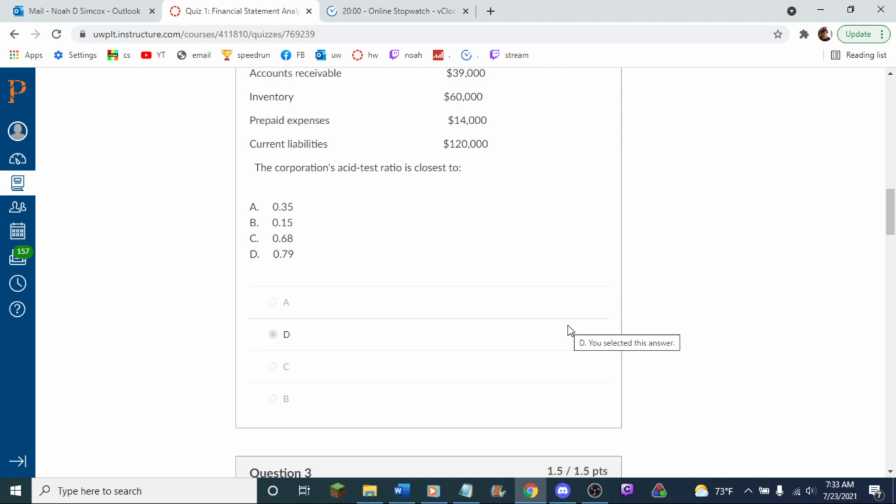Days sales in inventory is ending inventory divided by cost of goods sold, divided by 365. And then the inventory turnover is cost of goods sold divided by average inventory. And the inventory turnover in days is the average inventory divided by cost of goods sold, divided by 365.